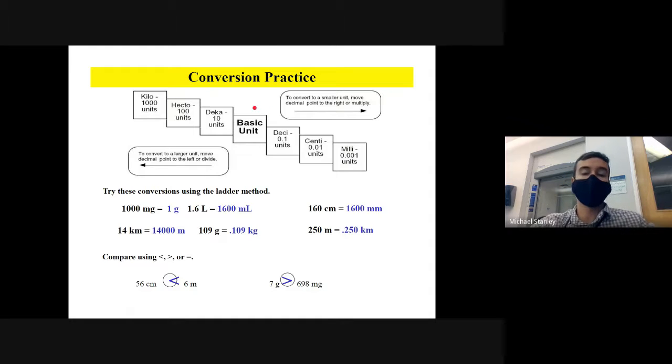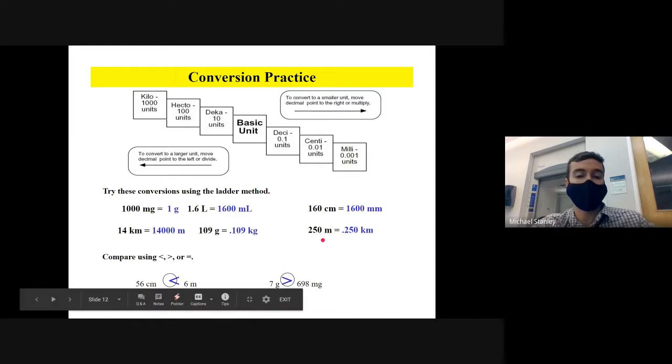So to check if that is right, we're going to start with meters, which is one of our base units. So we'll start here, and kilometers is over here. So starting with our base, ending with kilometers, how do we get there? Well, we've got to go 1, 2, 3 jumps to the left.